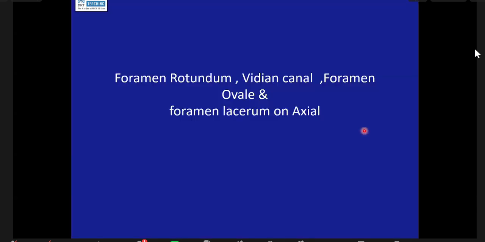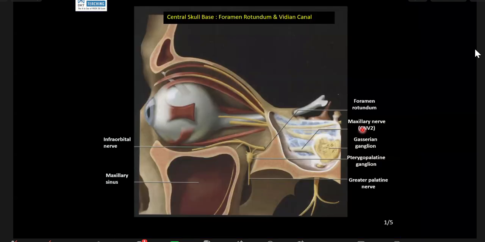Now we are going to learn. So till now, what we have learned other than the overview, we have learned the three foramen of the orbit. Now let's learn the foramen rotundum, Vidian canal, ovale, and lacerum on axial, and then coronal.